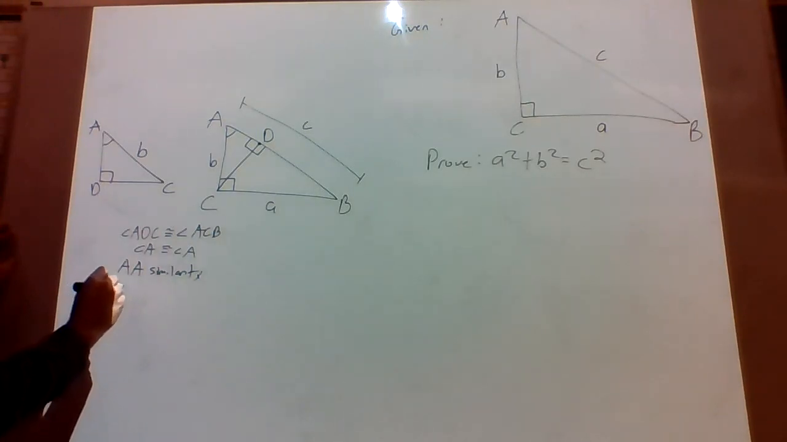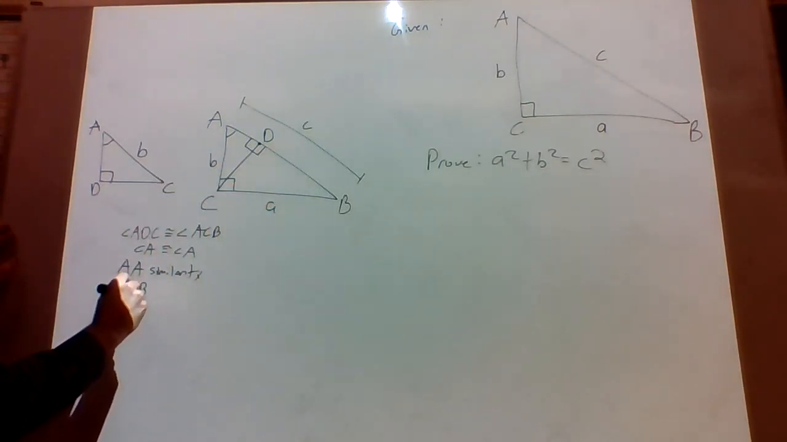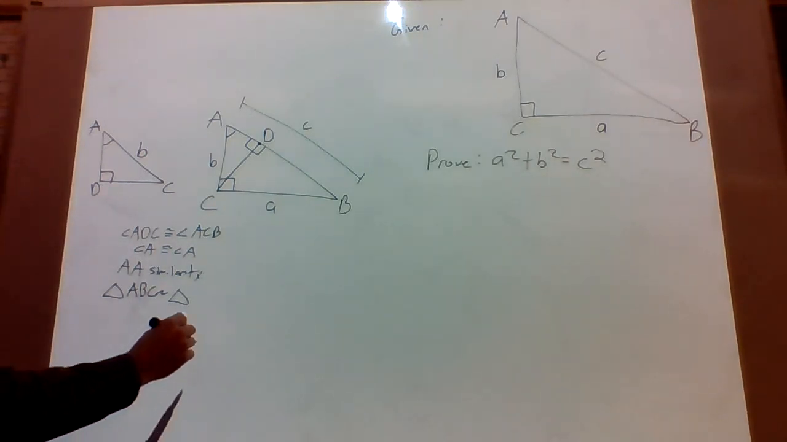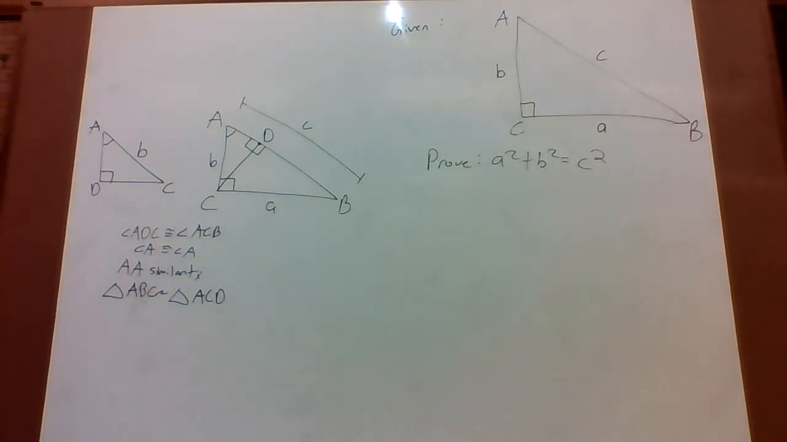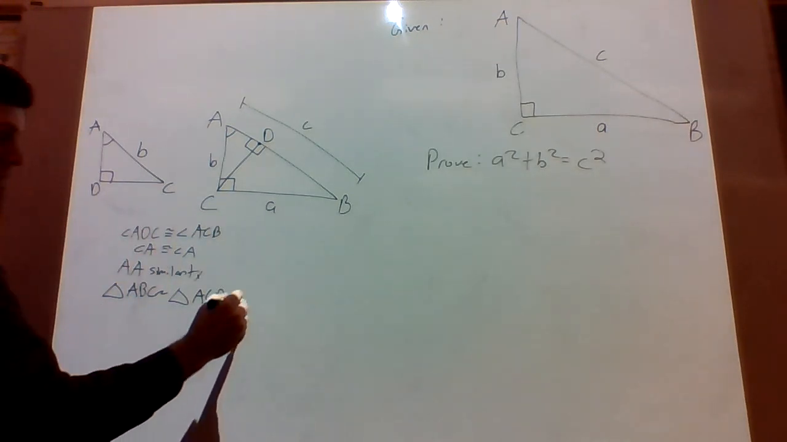to tell us that triangle ABC is similar to triangle ACD. If the triangles are similar, we know the sides are proportional. And if the sides are proportional, we can set up a proportion. So AD corresponds with AC.